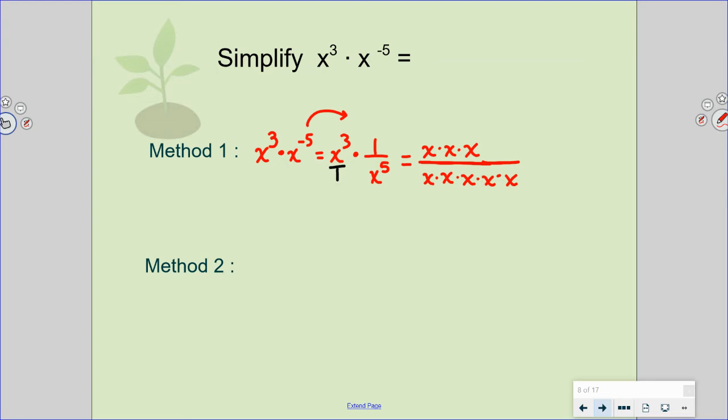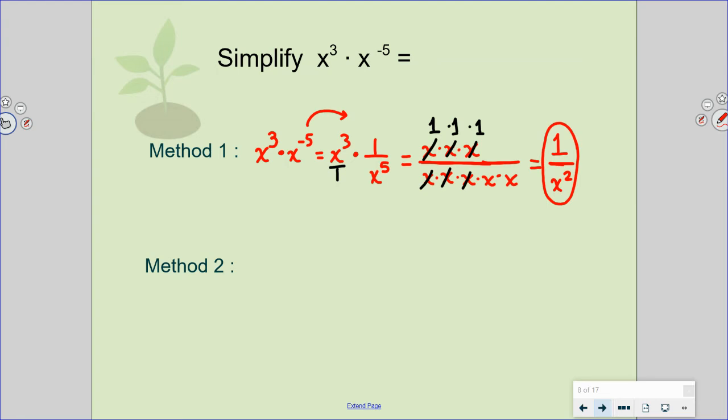Well, in this case, any number divided by itself is 1. So we are left with 1 in the numerator and x to the second in the denominator. And that is our final answer. We took a 2-term expression, we simplified it to 1 term, and we got rid of the nonsense negative exponent.